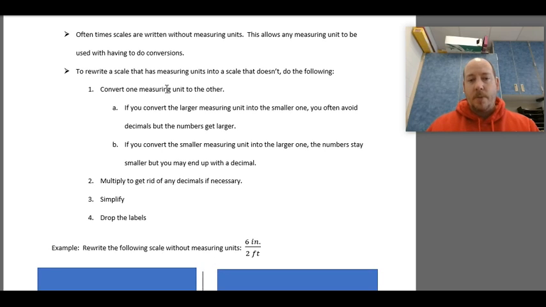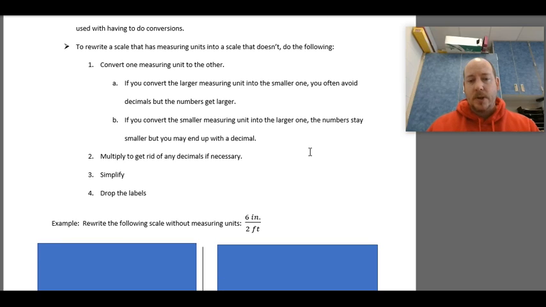So we want to convert one measuring unit to the other. There's advantages to which one you do. If you convert the larger measuring unit, so let's say I have inches and feet, feet's the larger measuring unit, so I could convert the larger one into the smaller one. Okay, you avoid decimals a lot with that, but the numbers tend to get bigger. If you convert the smaller measuring unit, so let's say I converted inches into feet, the numbers tend to stay smaller, but sometimes you end up with a decimal that you have to do something with. So, there's advantages to both ways. It really just depends on the problem and how easily they convert back and forth.